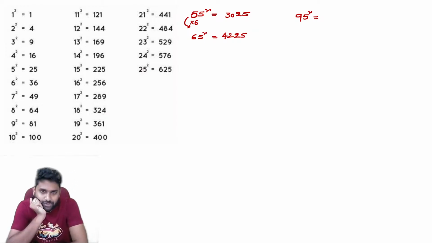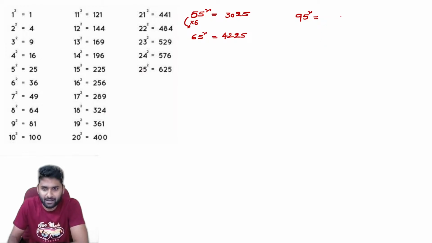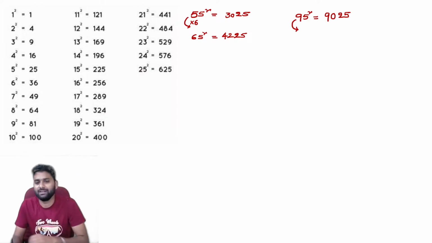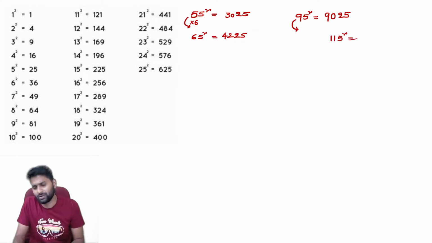95 square is equal to the square of this number. Very good, Nana. See, 5 square, last two digits are 25. 9 is multiplied with the next number. 9 tens are 90. So it's 9025. Very good, Nana. Now you guess this question. 115 square is equal to how much?